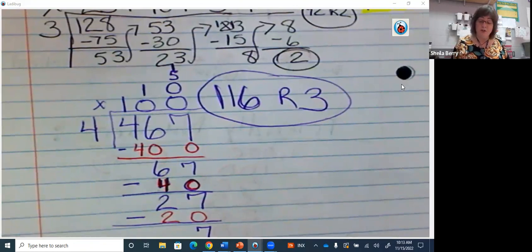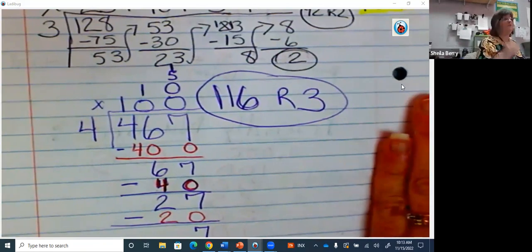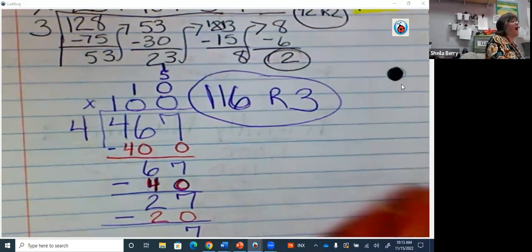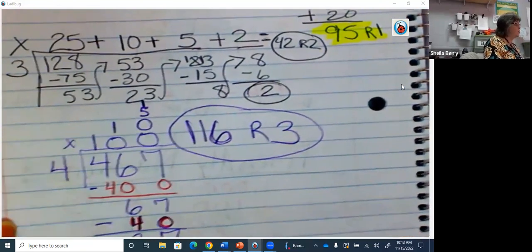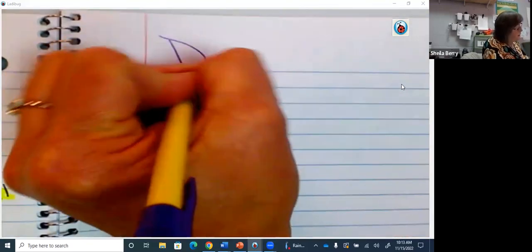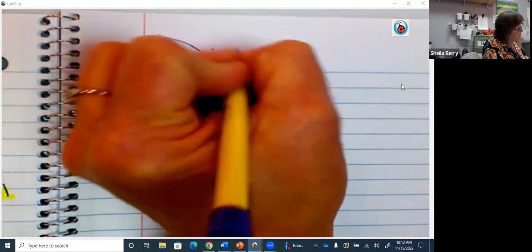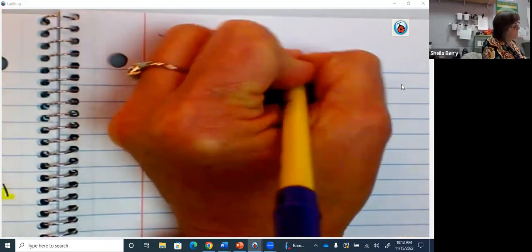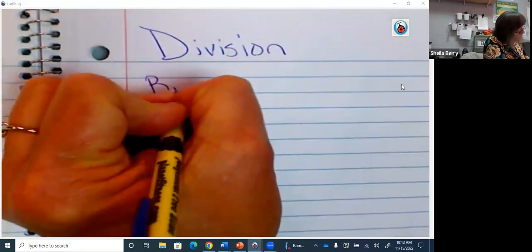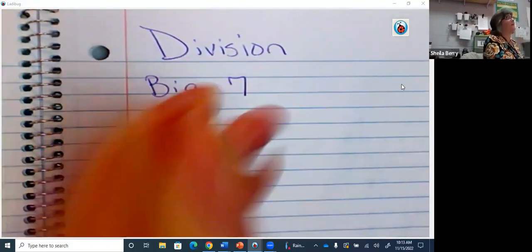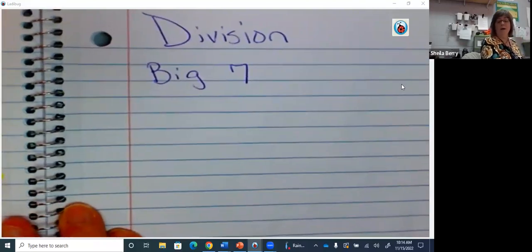Now we're going to look at what we call the big 7. This is another strategy. Now I have to go to another page. My page is full. So I'm going to another page. I am going to write division at the top so I know I'm still on division. Okay. This one is called the big 7 because it actually looks like a big 7 when we are finished.